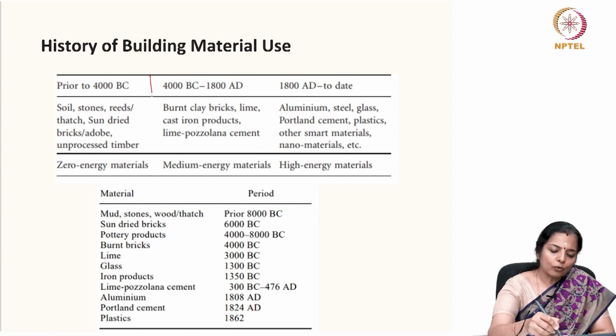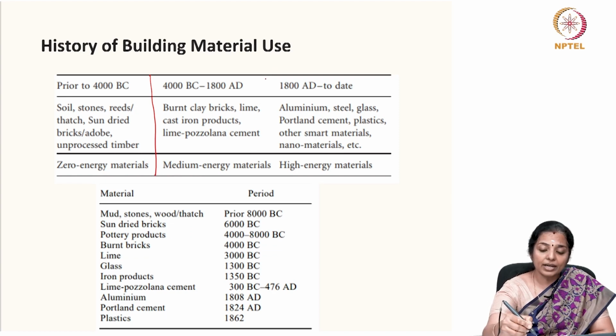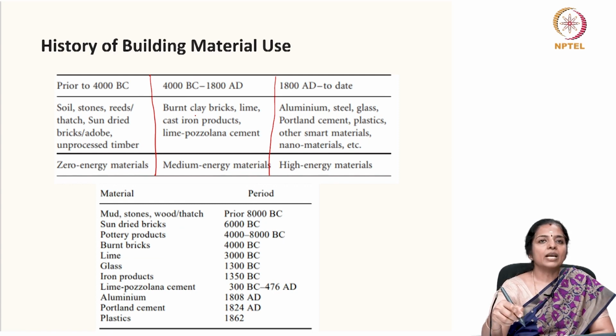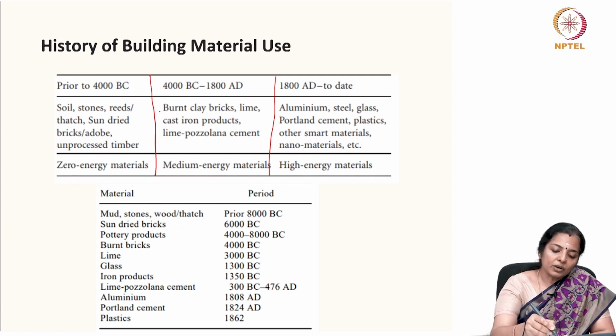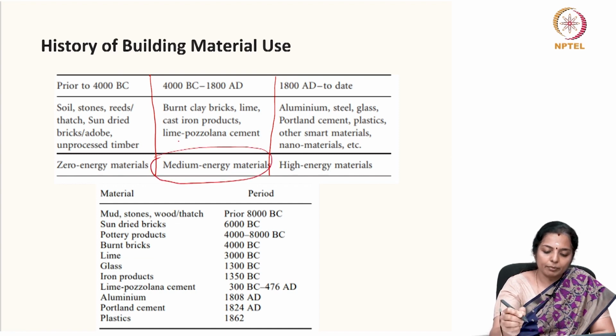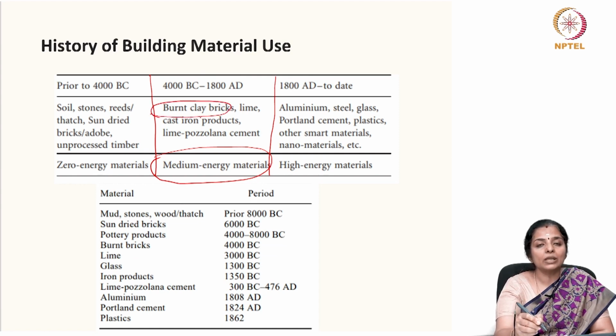While around 4000 BC to 1800 AD, the primary building materials were burnt clay bricks, lime, some cast iron products used in very minimal amounts, and lime pozzolana cement. Today we call these medium energy materials. Burnt clay bricks come under medium energy materials by virtue of the nature of fuel that was used to burn the clay bricks. Depending upon the fuel, bricks can become a very high energy material or remain a medium energy material. Pozzolana that was used at that time was a form of volcanic soil.